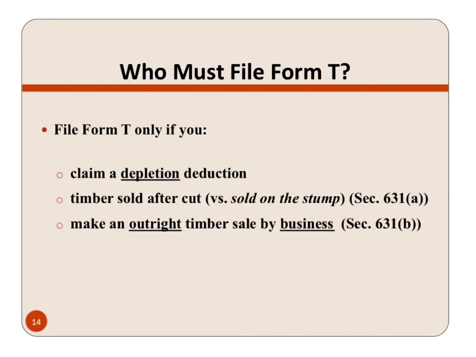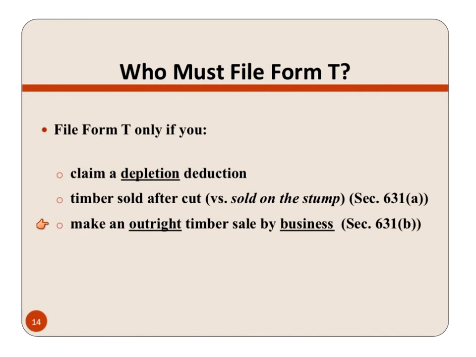Who is required to file Form T? The instruction to Form T says, file this form only if you claim a depletion deduction, whether you are an investor or you own a timber business. Again, we'll go over depletion later. And if you sold your cut timber, which means you didn't sell the timber on the stump, instead you had someone cut for you or you cut yourself and sold the cut timber, and you are a business participant, not an investor, then that transaction is the second category called Section 631A. In that case, you are required to file Form T. But Dr. Green will go over Section 631A in his part of the talk.